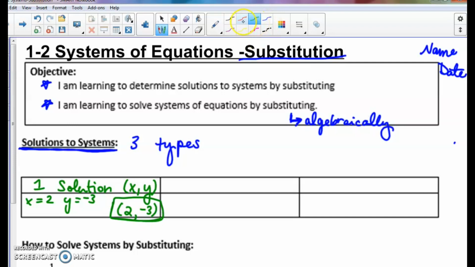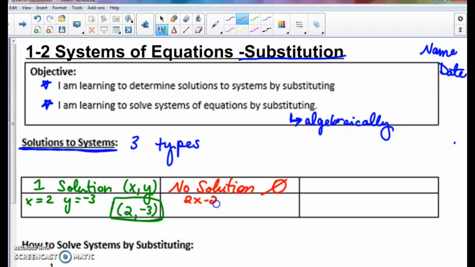Our second type of solution we can get is no solution. And if you remember from graphing, no solution is when your lines are parallel. There's no point of intersection, so you put the circle with a line through it for no solution. Now this is different. It's going to make you think back to Algebra 1 for a moment, because now algebraically you'll end up with a step somewhere along the line.